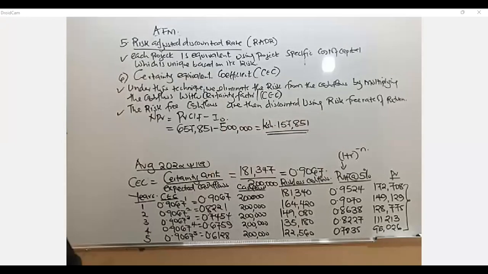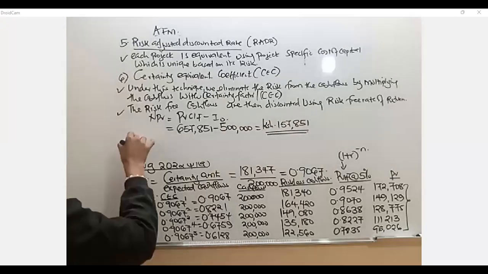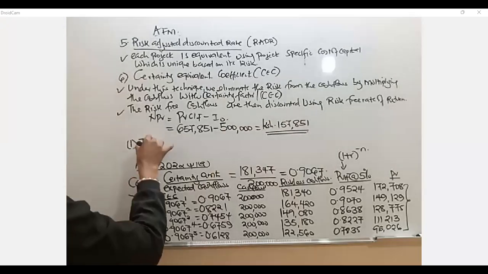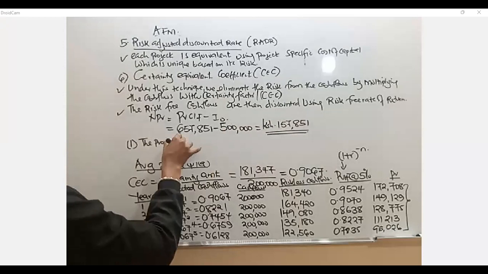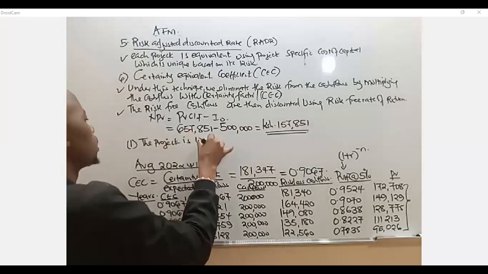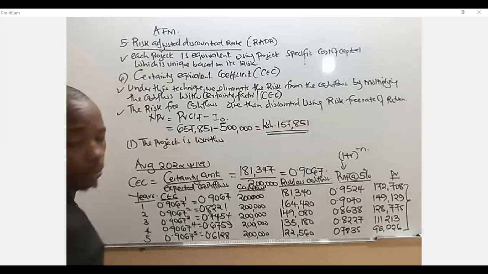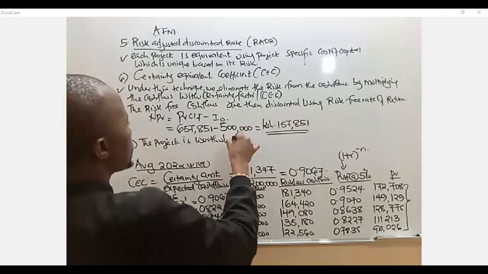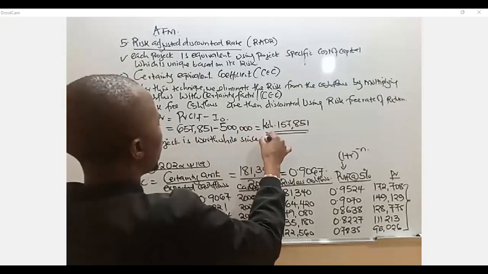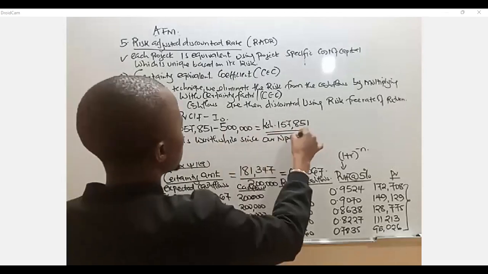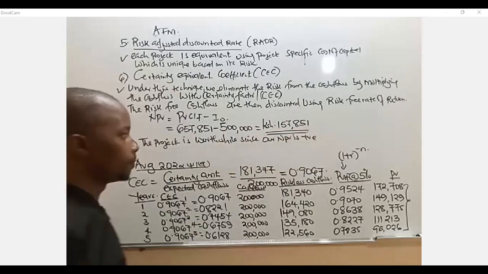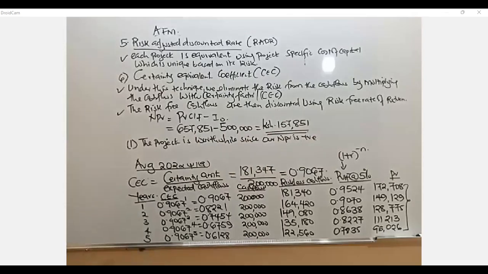So what is the comment you are supposed to give when advising the management? Advise the management whether the project is worthwhile. You say the project is worthwhile, since our NPV is positive. That is how you normally get your 6 marks.